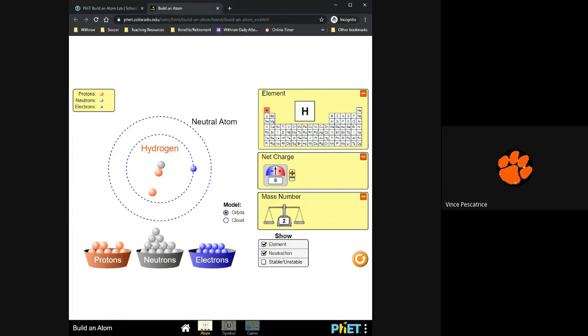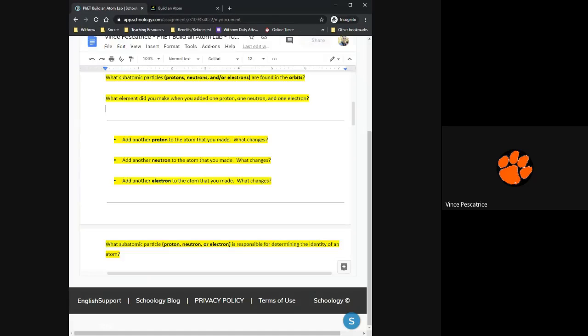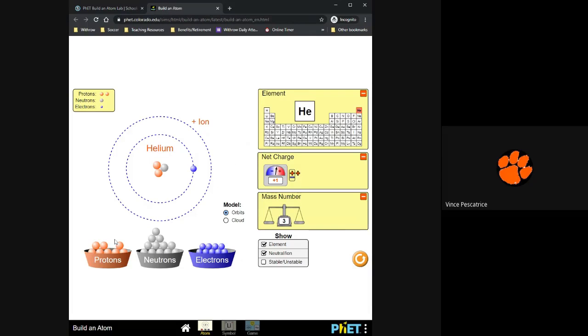Watch all those three. When I drop a proton in there, watch all three of those things change at the same time: the element, net charge, and mass. So that's what you would put down. Element, net charge, and mass all changed when you added a proton. Make sure that goes here. Those three things changed because a proton is positive. A positive charge will change the charge of the atom.